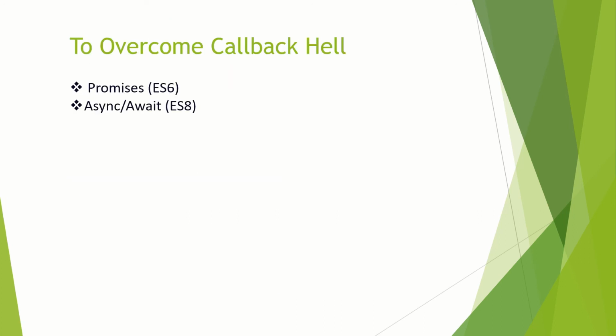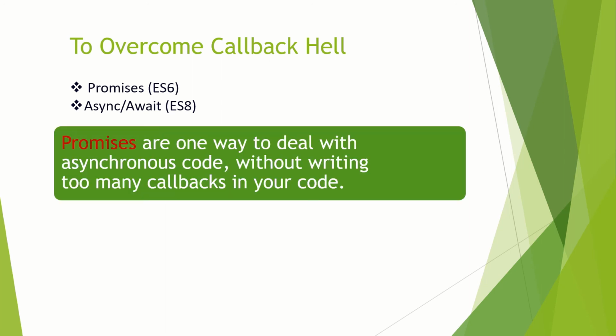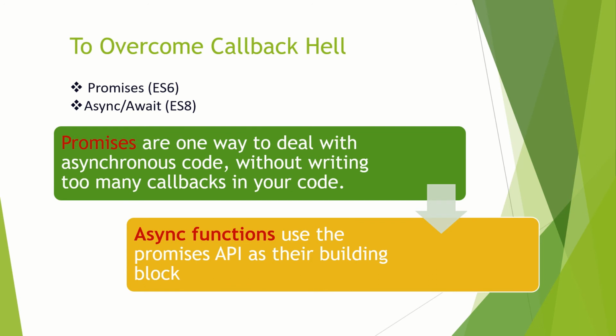Now to overcome the callback hell situation, we have promises and async await available in JavaScript. Promises are one way to deal with asynchronous code without writing too many callbacks. Async functions use the promise API as their building blocks. With callback hell, we saw that we have many problems in our code. Using async await and promises, we can reduce the number of lines of code, increase the readability of the program, reduce the complexity, and it also helps in debugging whenever any error is raised in your program.